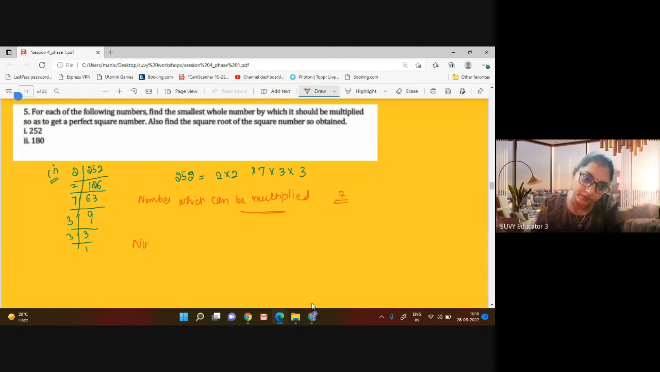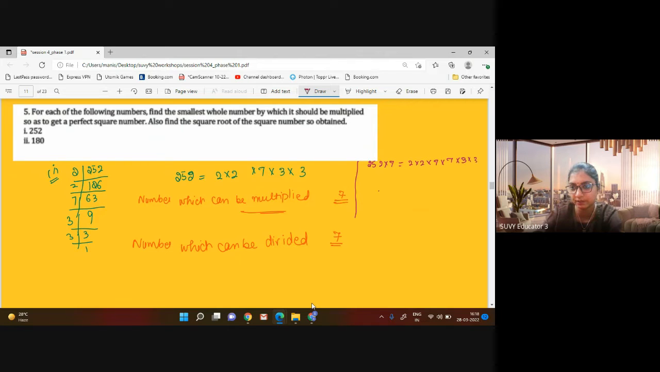So the number by which it can be divided: whichever single factor is there, that is the factor to be divided. So when you want to get a perfect square by dividing a number, again you will get the same factor, 7. So as per the question, you will do 252 into 7, which is equal to 2 into 2 into 7 into 7 into 3 into 3. So it means the square root of this number becomes 2 into 7 into 3. So it means 42 will be the answer to this question.